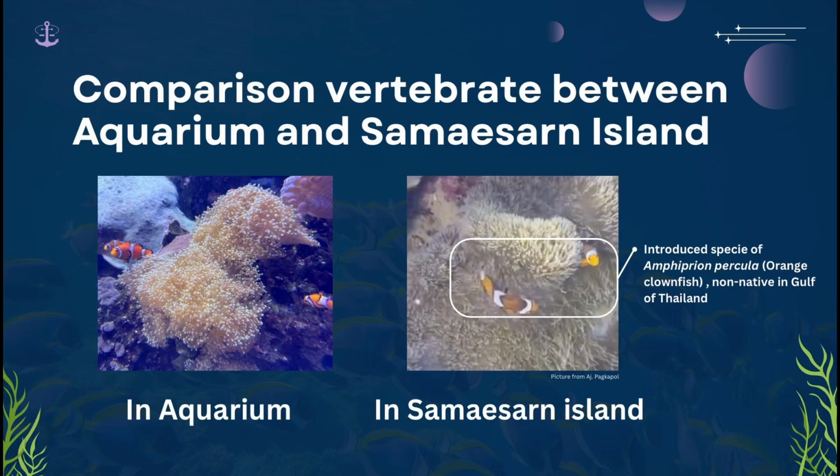In contrast, the diversity of clownfish found on Samesan Island, located in the Gulf of Thailand, is relatively low. Only about 2 species are typically found there, a result of the specific marine environment and the limited type of host sea anemones available. However, the species shown in the photo is actually the Amphiprion percula, the orange clownfish, that is non-native in the Gulf of Thailand.